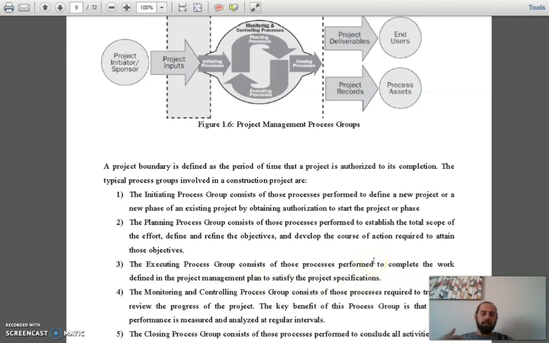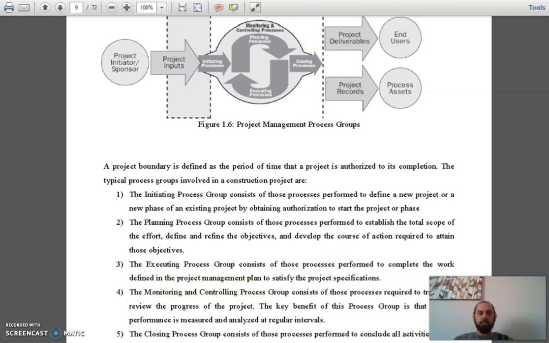طيب ال executing process group consists of those processes performed to complete the work. يعني اللي احنا نسويها حتى نخلص المشروع. ال processes that we need to complete the work، يعني عملية التنفيذ ال execution. اوكي، فبالتالي نسوي المشروع وحتى نحقق الأهداف أو ال specifications المطلوبة من عندنا، معروفة هذه.